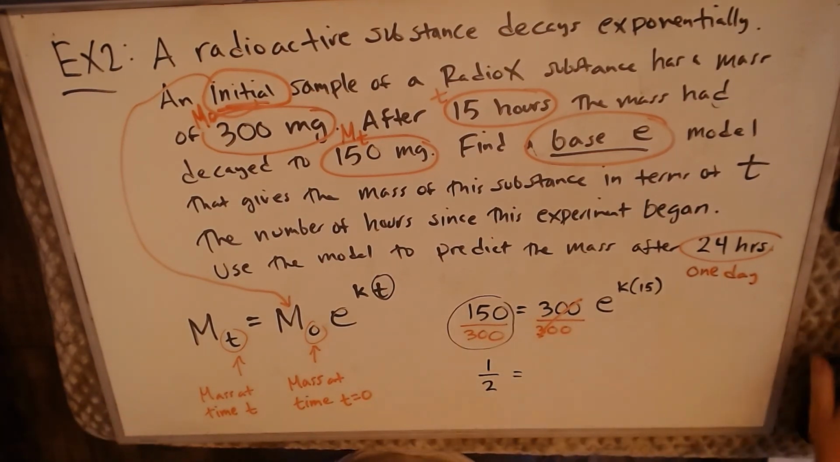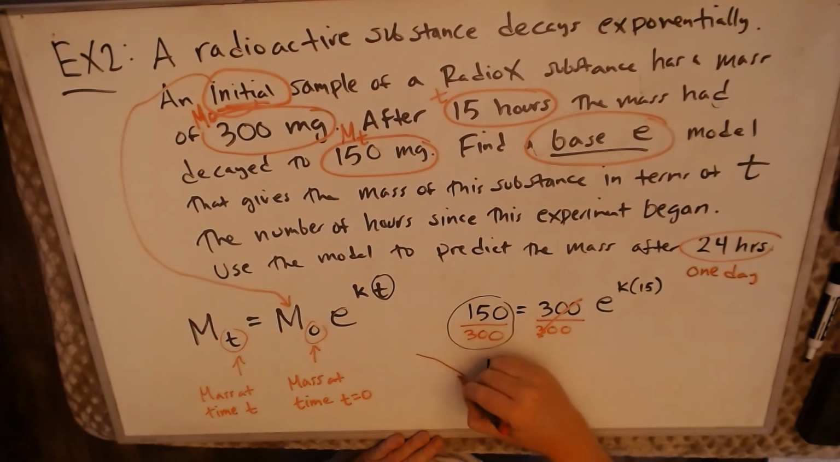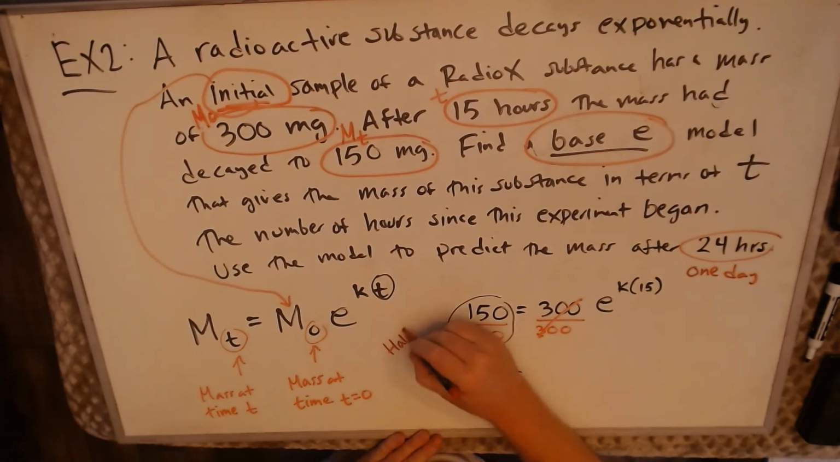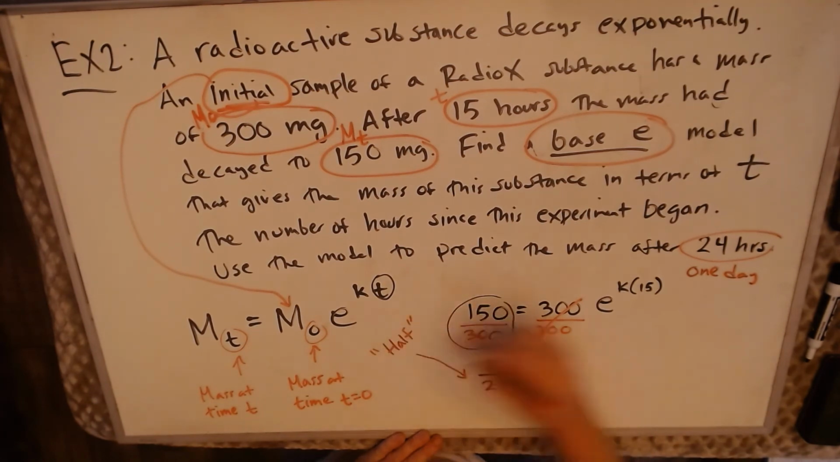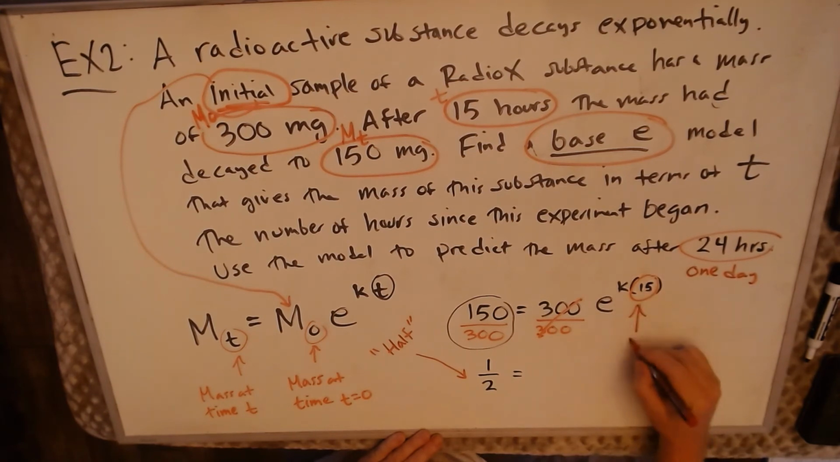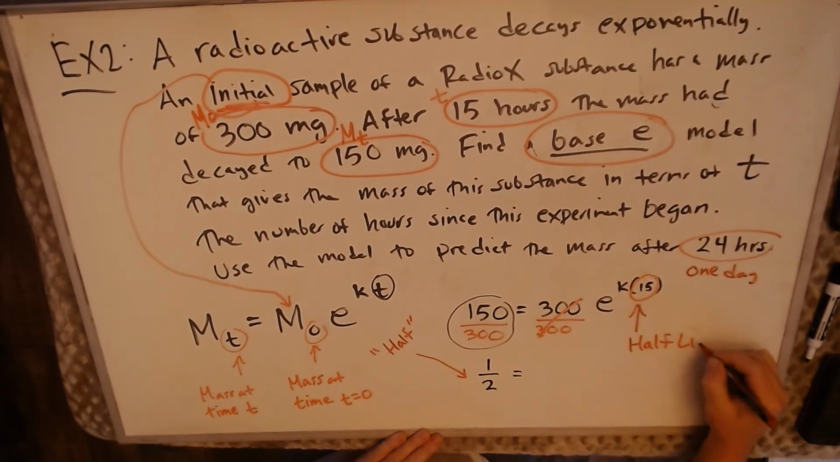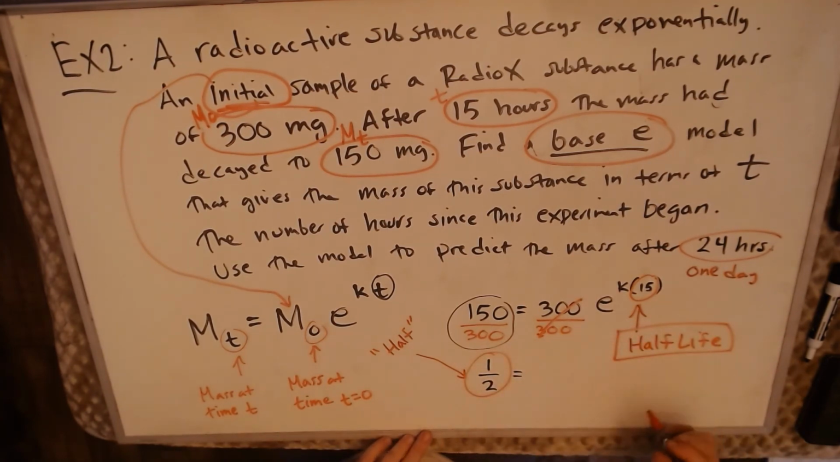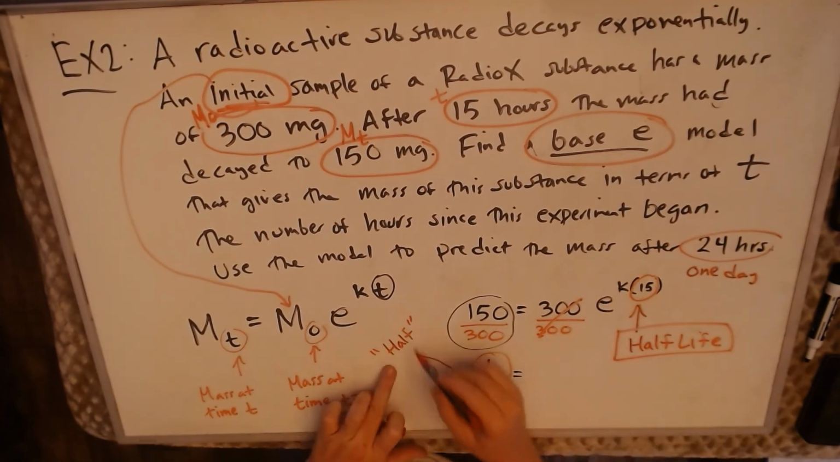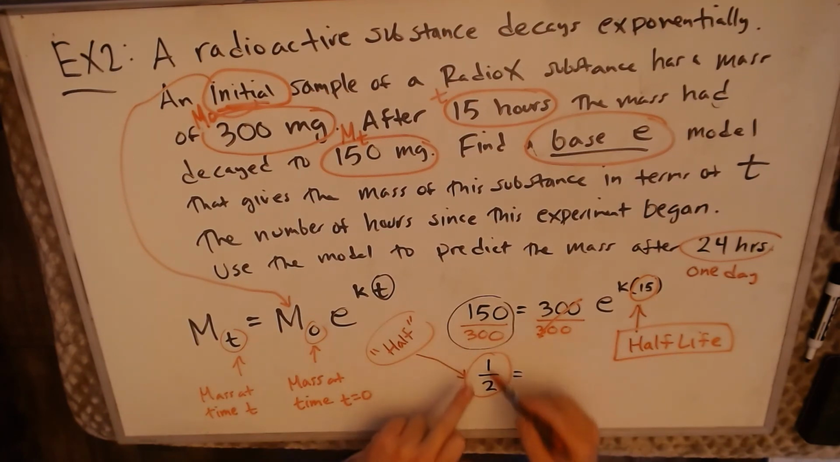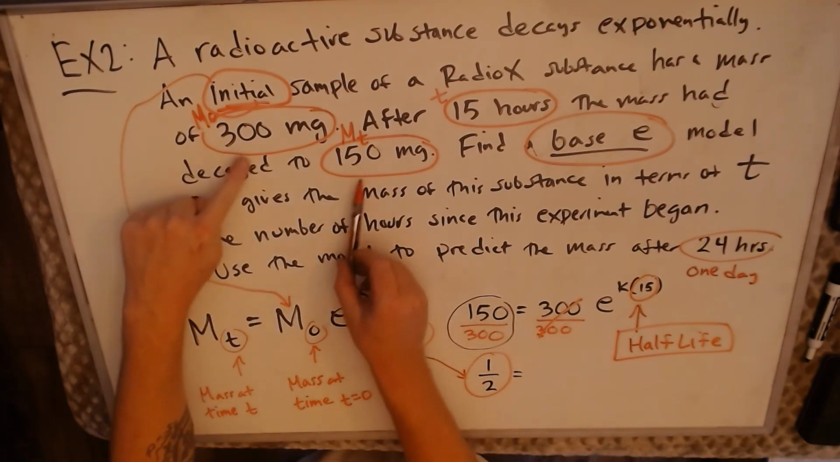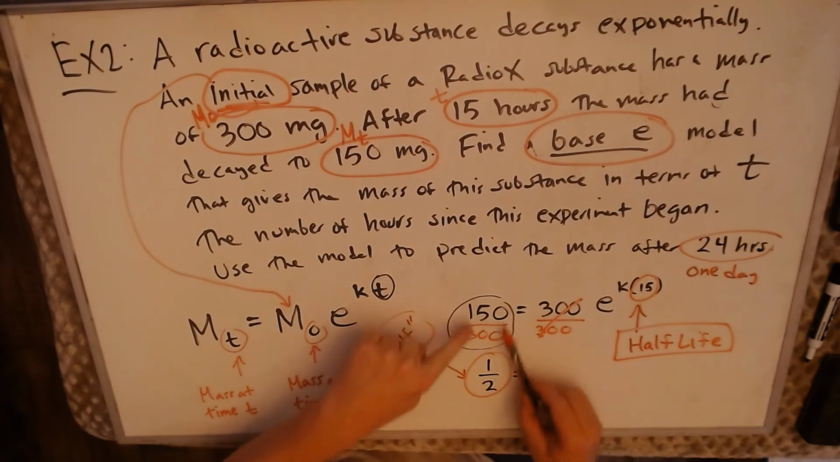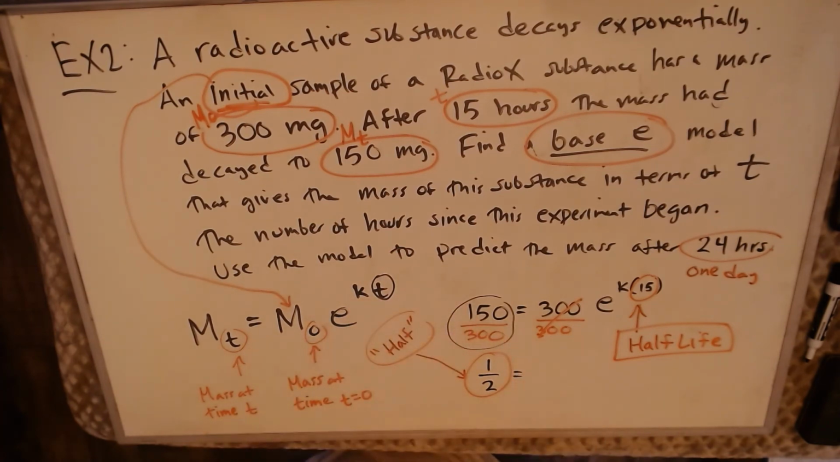If this is a half, then this is called the half-life. Only if this value comes out to be exactly a half, if their ratio is 1/2, then this will always come out to be 1/2 or 0.5.